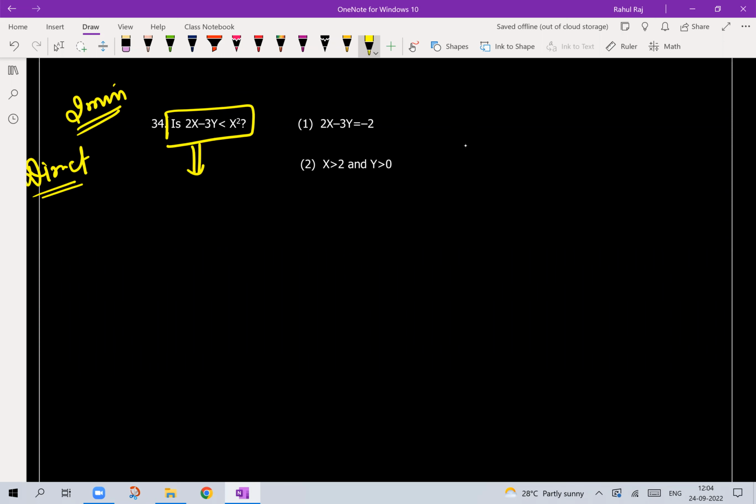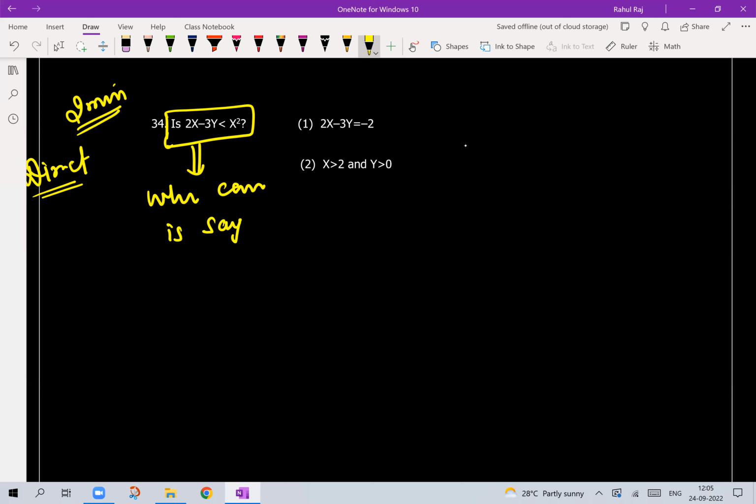This is even recommended in the exam, because once the question is very clear to you, it will not be a tough job at all. However tough the question is, it will not matter to you at all if the thought process of the question is clear. When can I say 2x minus 3y is less than x square? Think about it. When can I say this?